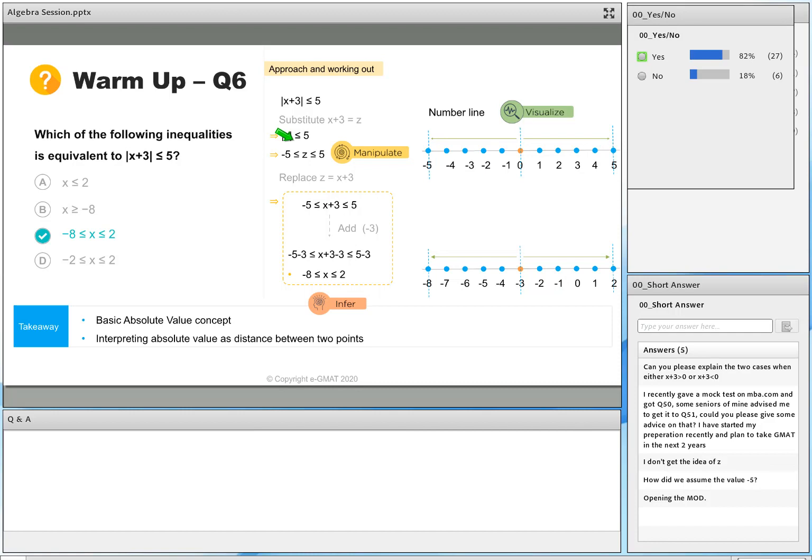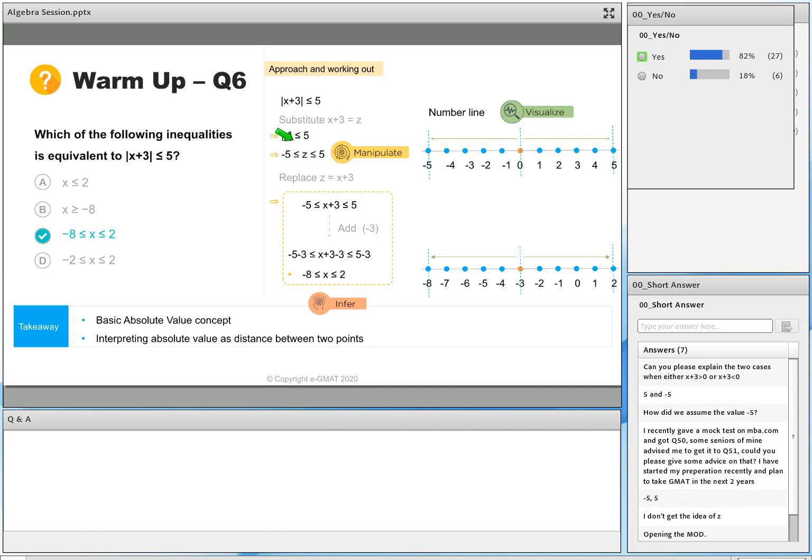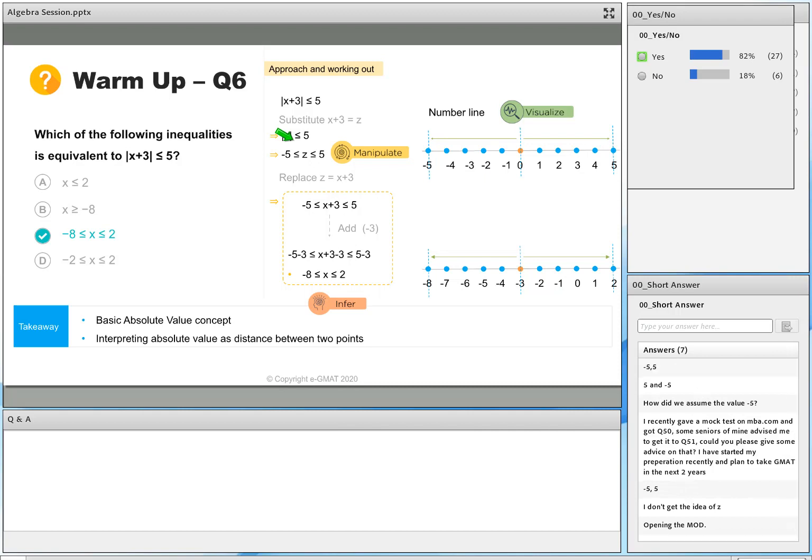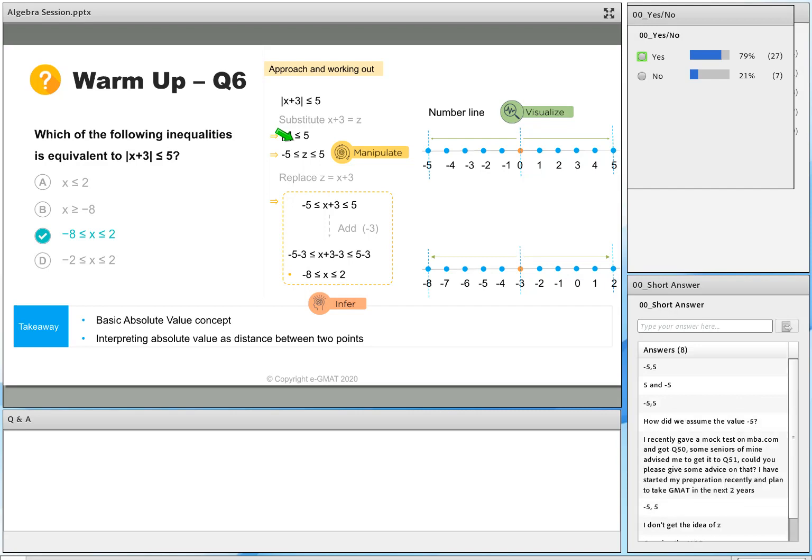That is how I'll be able to spend time here. Yes, 5 and minus 5. Those are the only two numbers whose absolute value is 5. Then think of anything between negative 5 and 5. Any number you take between negative 5 and 5, negative 4 or 4 or negative 3 or 1.5 or 0, all of these are going to have absolute value less than 5. Right? That is how it's this entire range between negative 5 and 5.